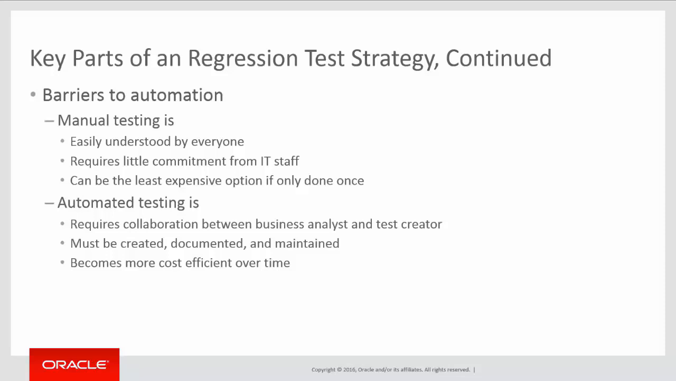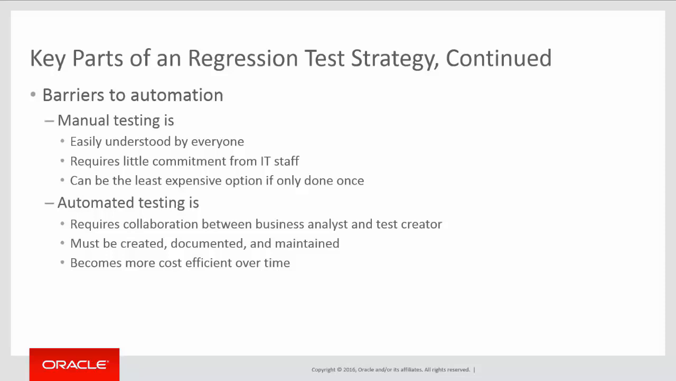One of the most difficult things about automated regression testing is that on a one-time cost basis, it will never be as cost efficient as manual testing. Automated testing requires buy-in from all levels in the organization in order to do it properly.